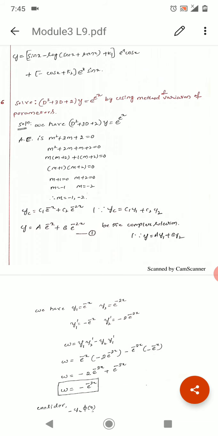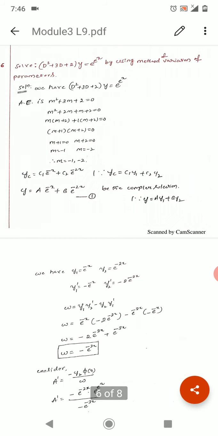So next problem is D square plus 3D plus 2 of y, which is equal to e power x. So the given problem is in the standard form f of D into y equal to phi of x. Therefore, auxiliary equation is m square plus 3m plus 2 equal to 0. By solving this quadratic equation, we obtain m equal to minus 1 and minus 2.